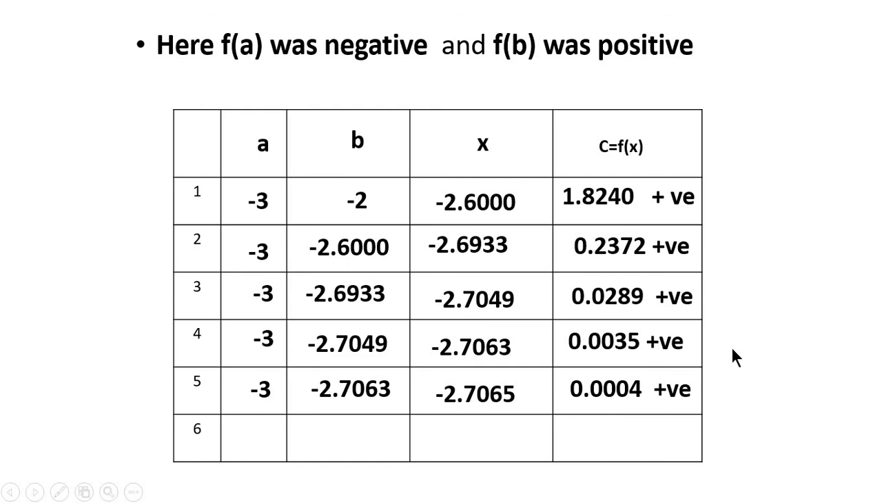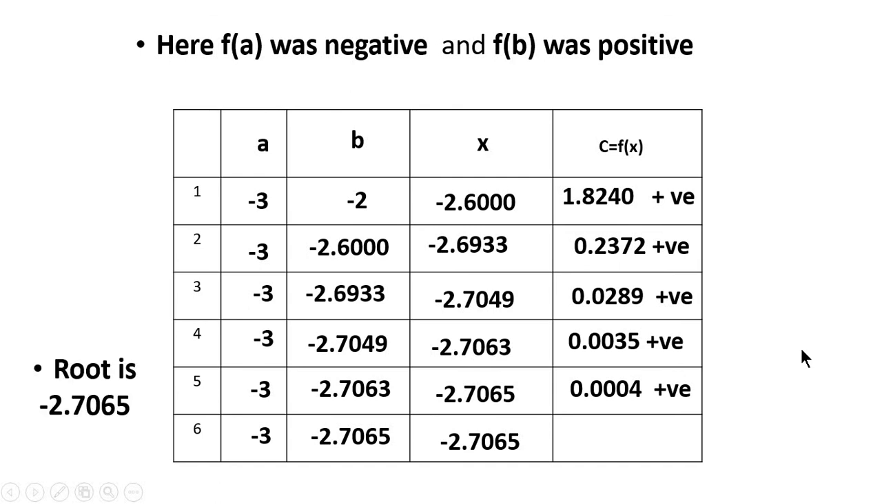Again c is positive, you have to replace b by x, a by minus 3 which is same, and then find the value of x. Since the value of x is same, you can stop here. So you can conclude that the root is minus 2.7065.